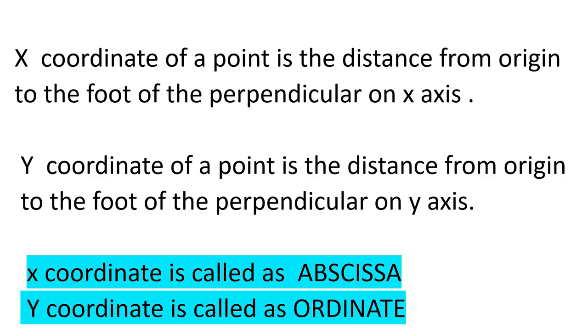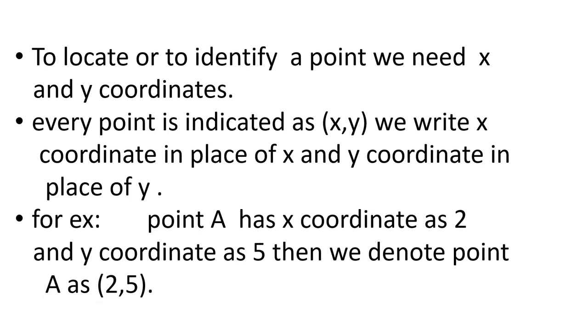The x coordinate of a point is the distance from the origin to the foot of the perpendicular on the x-axis. The y coordinate of a point is the distance from the origin to the foot of the perpendicular on the y-axis. The x coordinate is called the abscissa and the y coordinate is called the ordinate. To locate or identify a point, we need x and y coordinates.